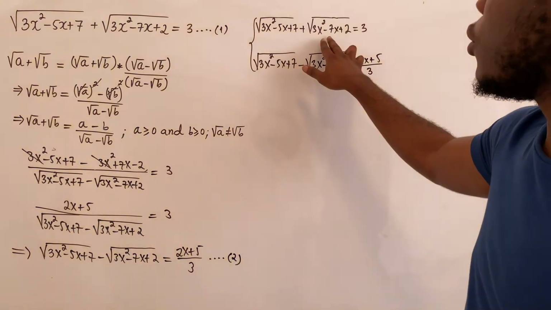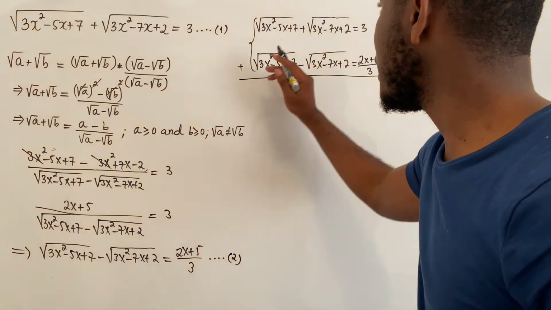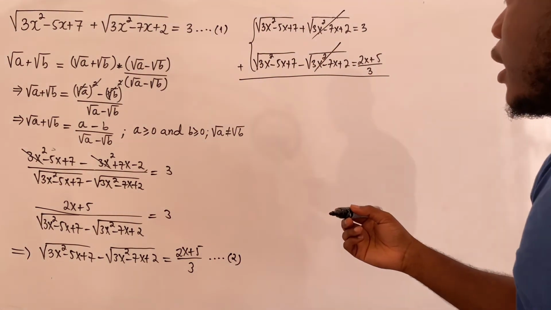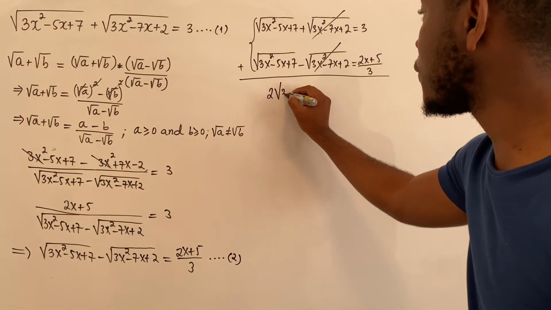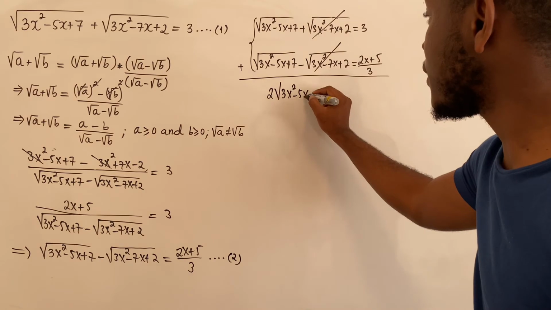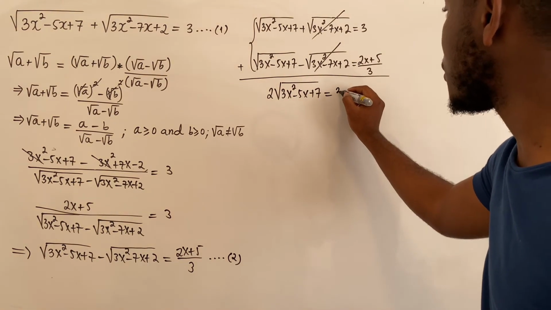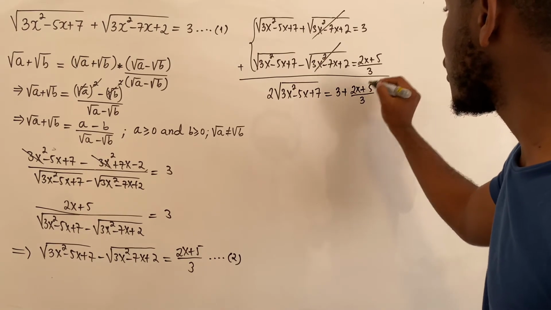Now, if we check, those two are symmetric, so we can add up both of them. So if we add those two equations, those two are going to cancel because they're symmetric. And then what is going to happen? These two are the same, so it will be 2 times square root of 3x squared minus 5x plus 7 equal to, if we add them, 3 plus 2x plus 5 over 3.